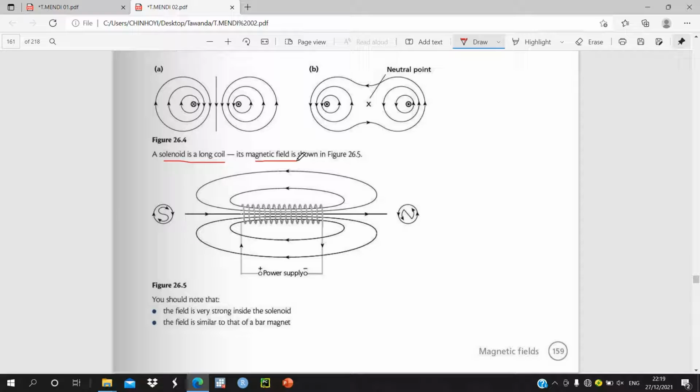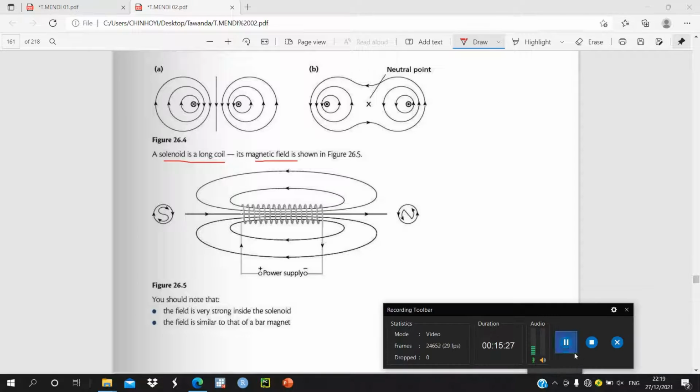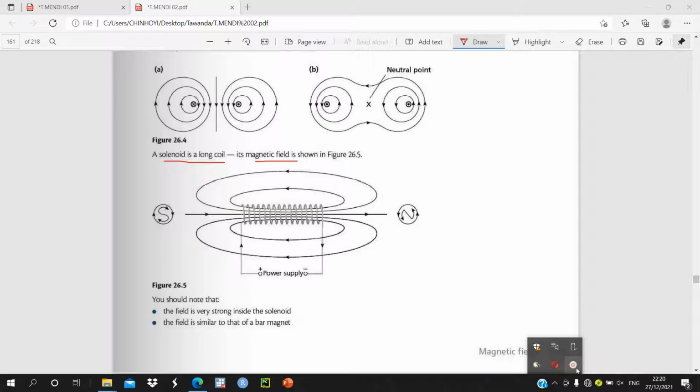It's a magnetic field when a current is being supplied to the coil, as you can see in the diagram here. We have a solenoid connected to a power supply, so the direction of the current will be in this direction.